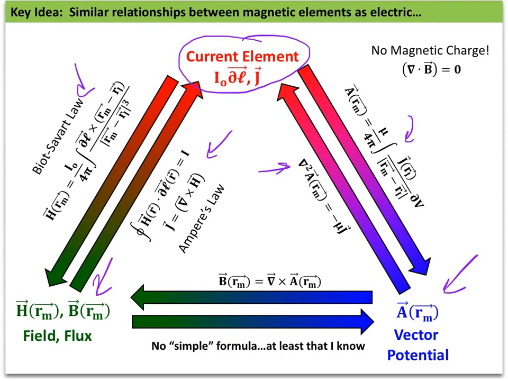And this allows you, if you have one, to convert to any of the others if you can do the mathematics. We have this other added condition that there are no magnetic charges, or the divergence of a magnetic flux or magnetic field is equal to 0.